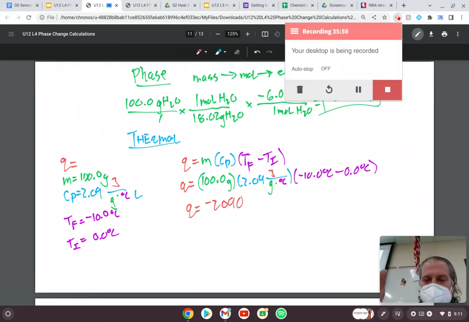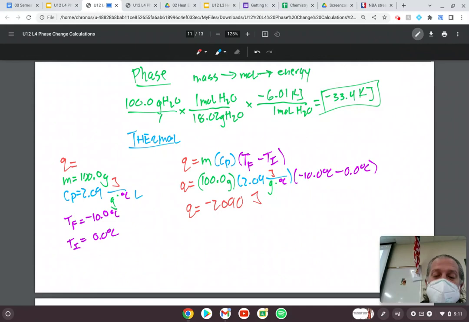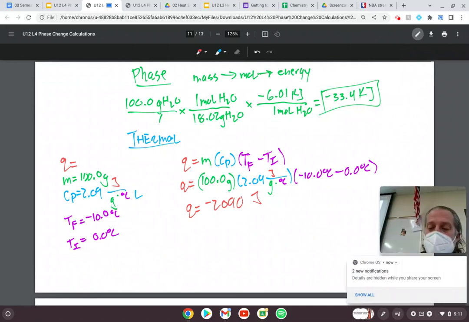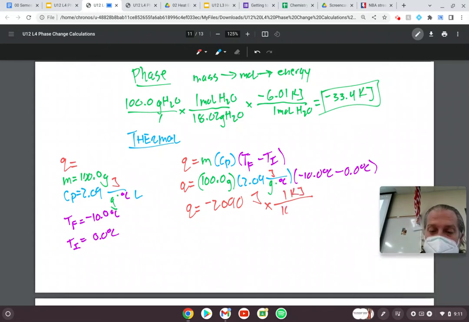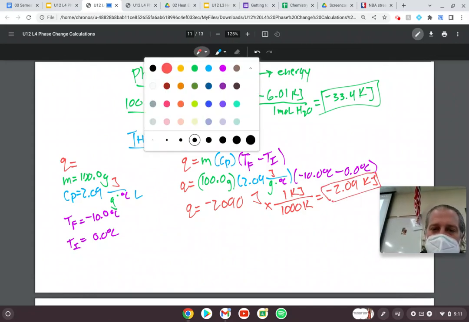All right, so we got right up to the end of the hour there, and to wrap this one problem up, this is going to be negative 2090 joules. But again, because kilojoule is the currency of energy in chemistry and physics, I'm going to convert it to kilojoules. And when I do that, I get negative 2.09 kilojoules.